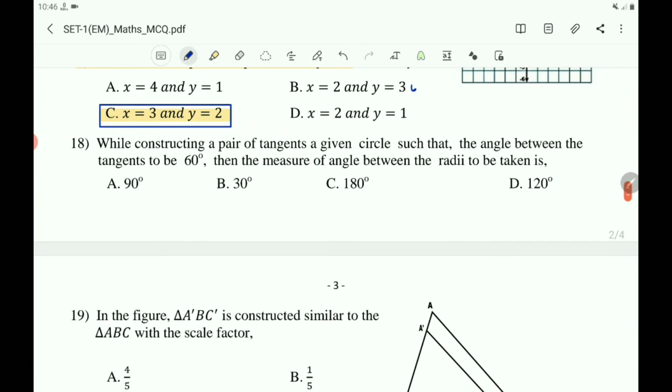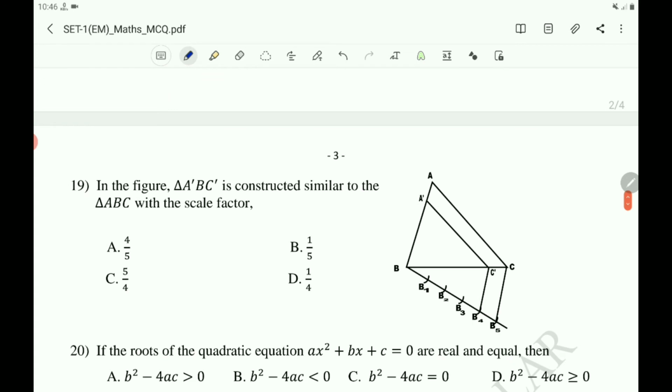Then you take the question number 18. While constructing a pair of tangents to a given circle such that the angle between the tangents is 60 degree, then the measure of angle between the radii to be taken. Here many times we have discussed that 180 minus this 60 degree. 180 minus 60 is 120 degree. So option D is the answer.